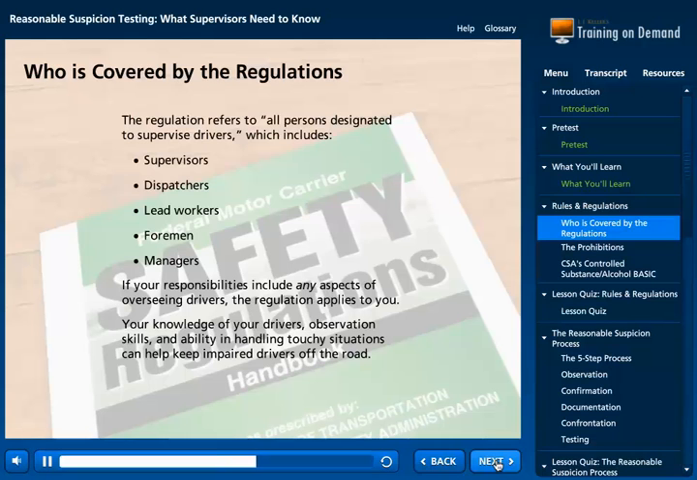This is a very important responsibility, as you may be the only person to have regular contact with your motor carrier's drivers. Your knowledge of your drivers, observation skills, and ability in handling what could be a touchy situation could keep a potentially impaired driver off the road.